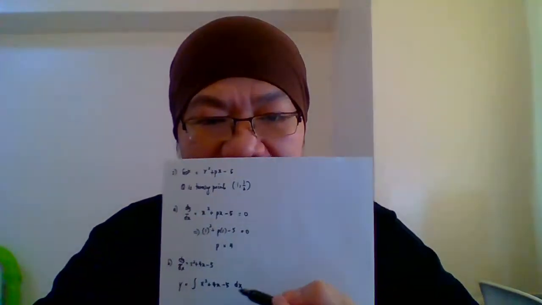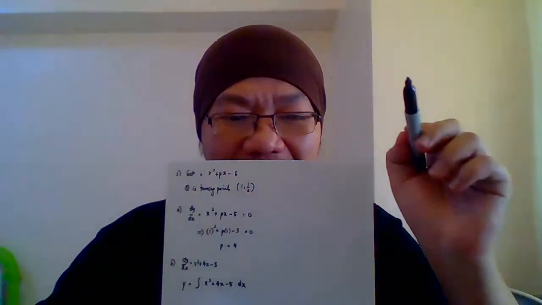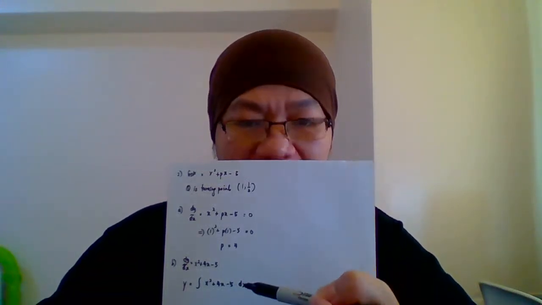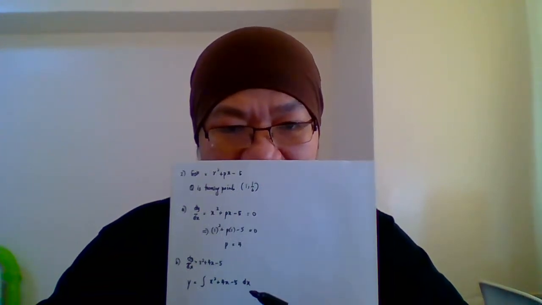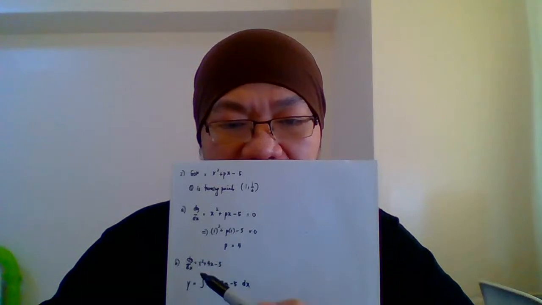So what will happen is we just write y equals to integration. Okay, so don't forget to write the dx at the back. I kalau terlupa tak apa, you guys jangan lupa. Okay, I remind you again. Don't forget to write the dx here or dy, depends on the question. Now we are talking about find the original of the curve equation. That means dx. Okay, so x squared plus 4x minus 5 integrate.